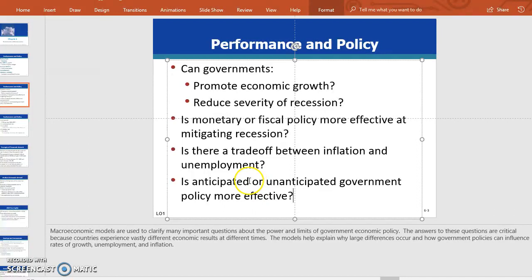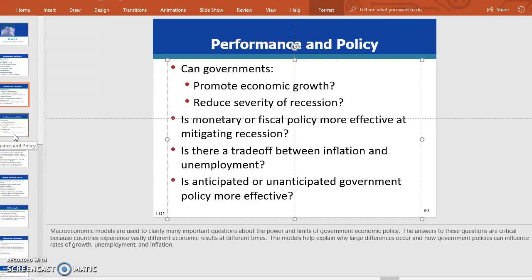Sometimes the businesses, the private sector, will anticipate the policy the government is going to announce. Sometimes it is unanticipated, right? So the private sector, the rest of the economy, is not ready. They do not anticipate a sudden change in policy by the government. So the effect of these two types of changes, expected anticipated changes or unexpected unanticipated changes of government policies, may also have different results.